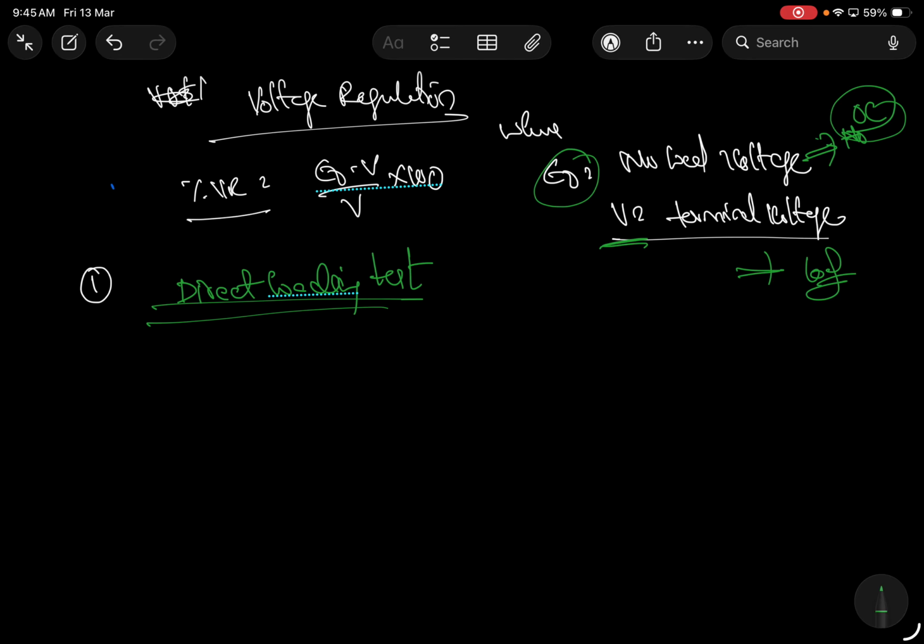So what is the direct loading test? Simply connecting the machine and applying the no load voltage and full load voltage here, and taking the difference, (E0 minus V) by V. Then we can get the percentage voltage regulation. It's like conducting exams directly and giving the results here.